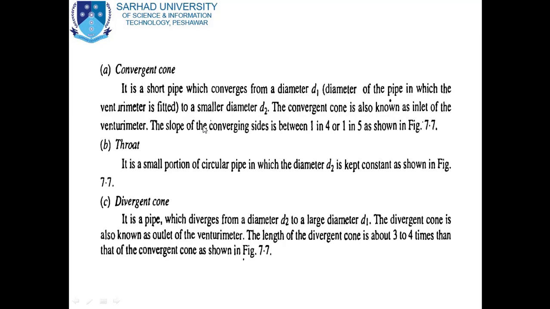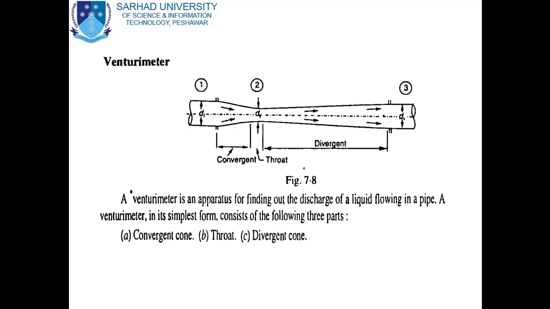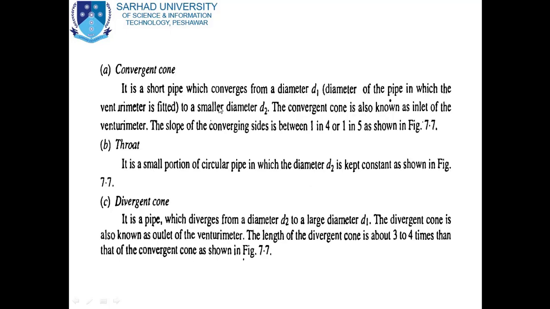The Convergent Cone is a short pipe which converges from a diameter d1 to a smaller diameter d2. The convergent cone is also known as inlet of the Venturimeter. The slope of the converging sides is between 1 in 4 or 1 in 5 as shown in figure 7.7. As you can see, this is the convergent cone.